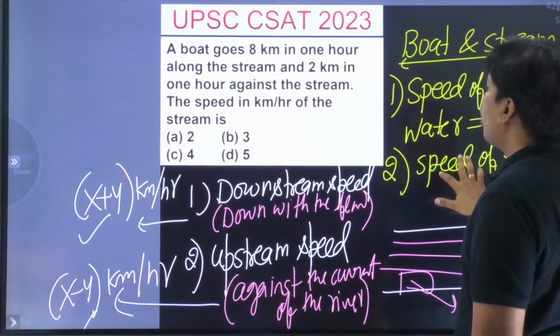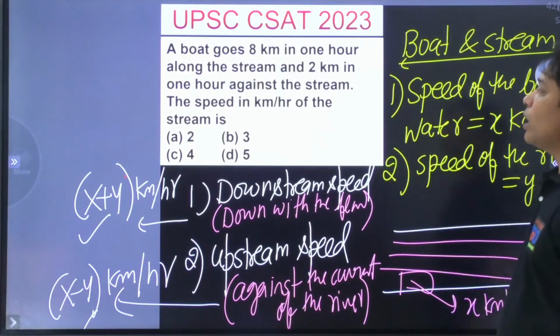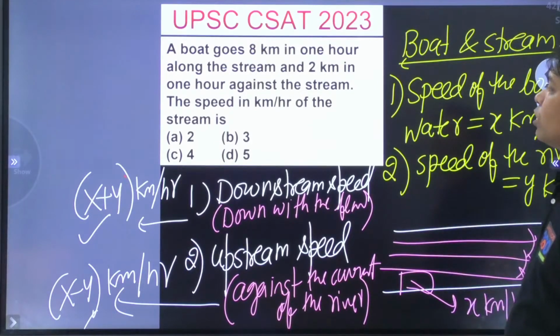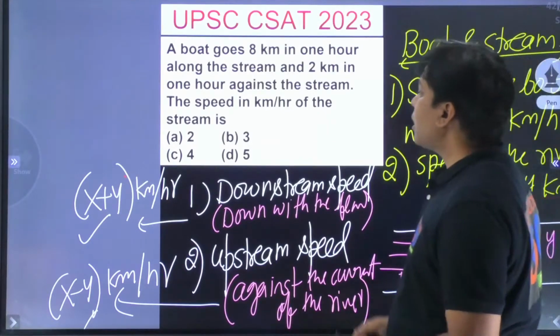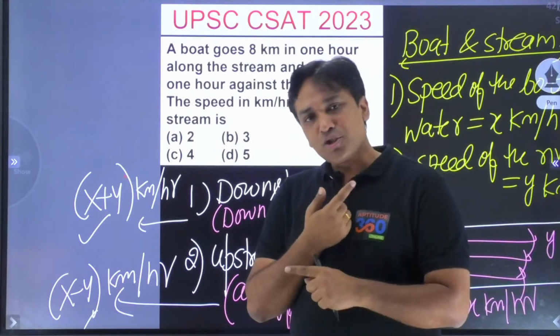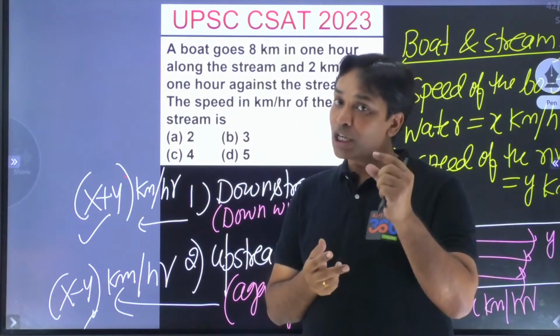What is the answer out here of this problem? It says that a boat goes 8 kilometers in 1 hour along the stream and 2 kilometers in 1 hour against the stream. The speed in kilometer of the stream. So what is stream का speed? It is y. They are asking you, isn't it? X and y. So they are asking you what is the value of y.